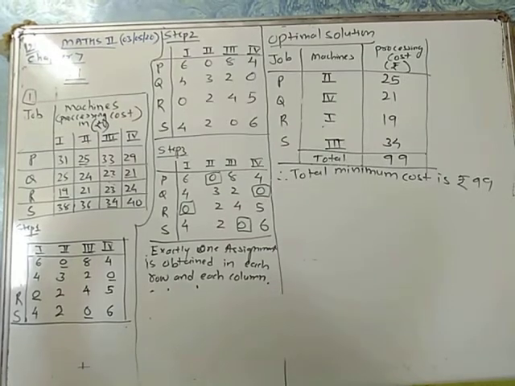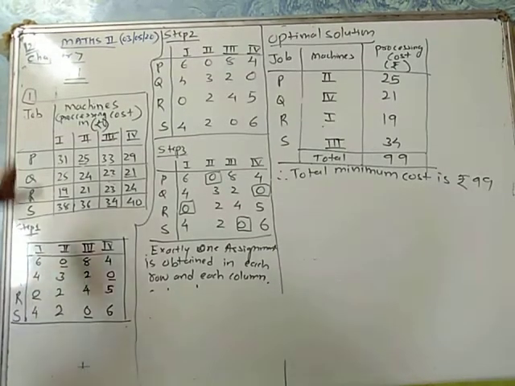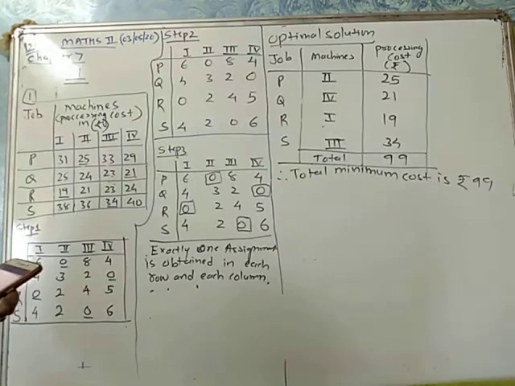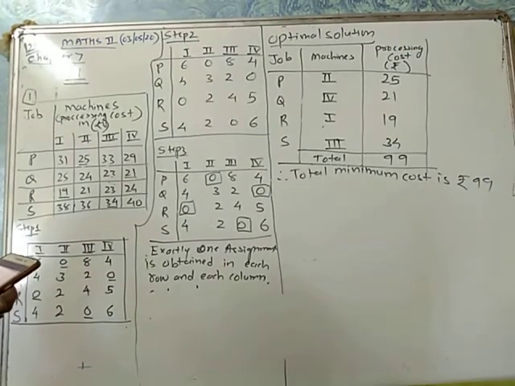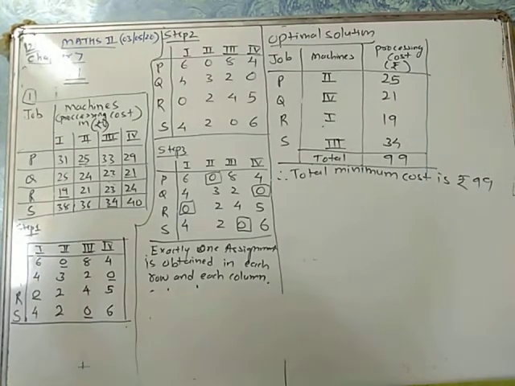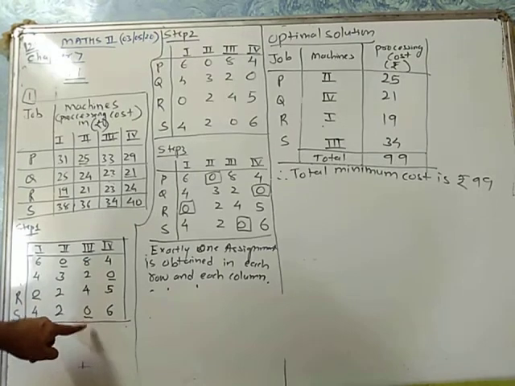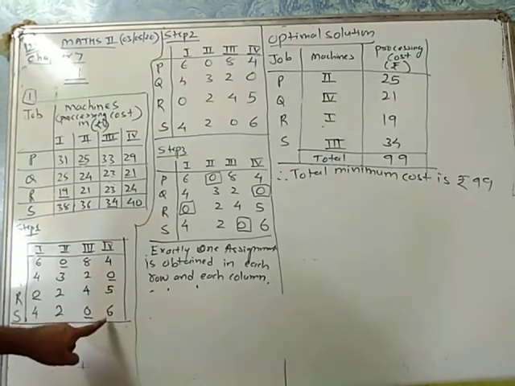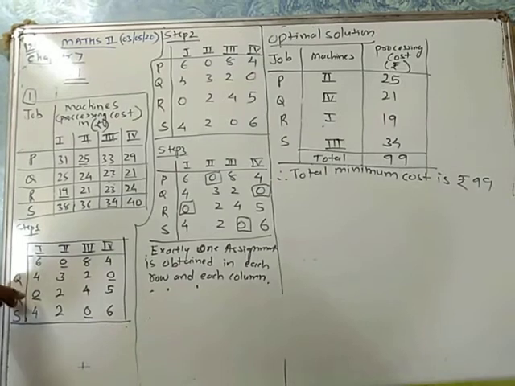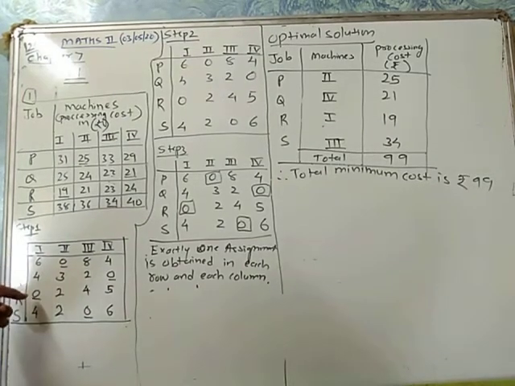Now step 1 is completed. Step 2: subtract the smallest value of each column from that particular column. In the first column smallest value is 0. In the second column smallest value is 0. In the third column smallest value is 0. In the fourth column smallest value is 0. Now we will subtract smallest value from that particular column.